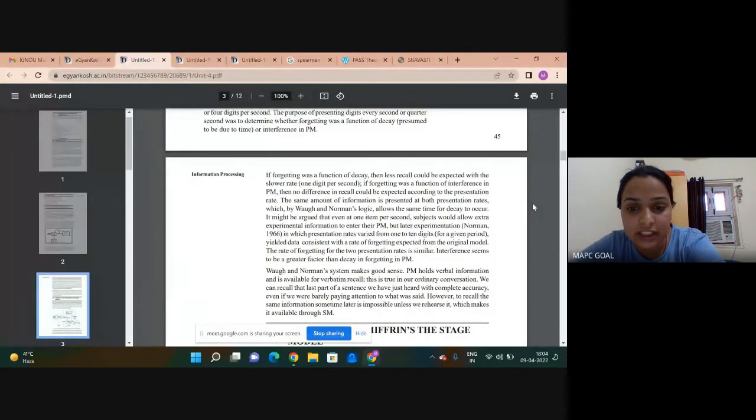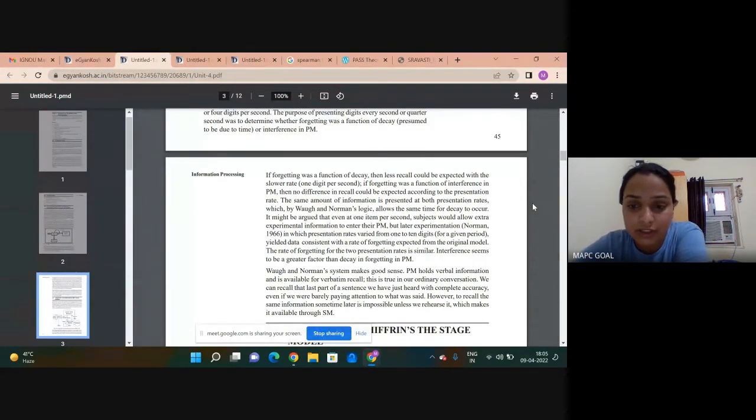Then later on, in 1966, they found that subjects were allowed extra experimental information to enter their primary memory. Again, in another piece of research by Norman, it was found that presentation rate varied from 1 to 10 seconds. So earlier they thought that because of decay they could recall only 1 digit per second, but later it was found that it was not because of decay, but because of interference. If I ask you to read this topic, and at the same time ask you to read some other topic also, maybe you will not remember both.